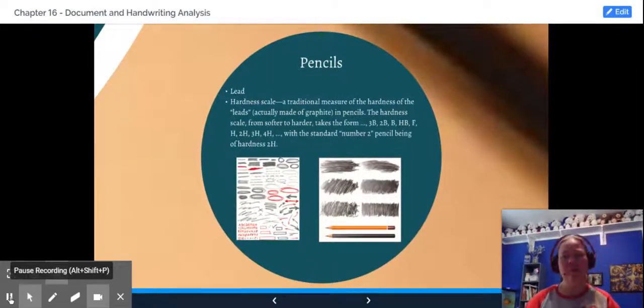Pencils. When you're looking at pencils, you want to look at the lead and the hardness scale. Basically, it's how hard the graphite is. A number 2 pencil is a hardness of 2H, and different pencils are used for different things, and you can determine the hardness scale.